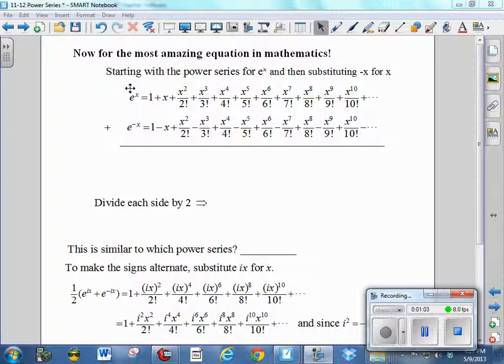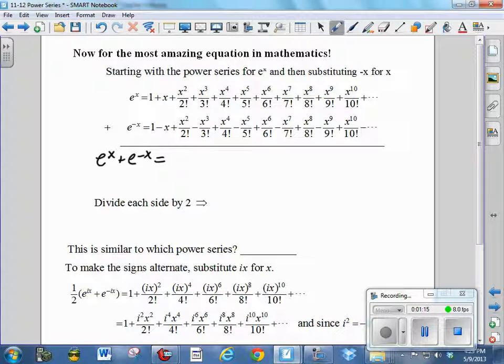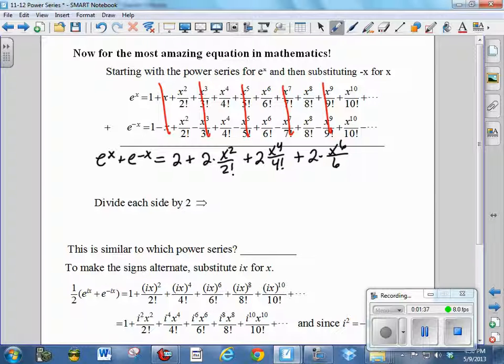Now if I add the top line and the bottom line, on the left-hand side of the equal sign I have e to the x plus e to the negative x, and on the right-hand side everything that is odd cancels out when I add. And then I double everything, so now I have 2 plus 2 times x squared over 2 factorial plus 2 times x to the 4th over 4 factorial plus 2 times x to the 6th over 6 factorial plus 2 times x to the 8th over 8 factorial, etc. And the pattern continues.